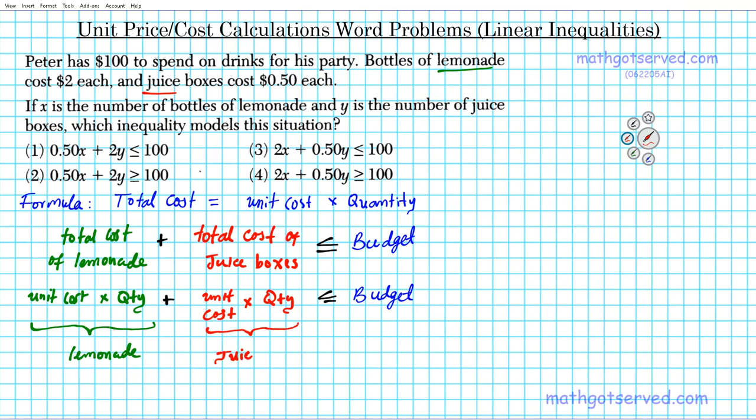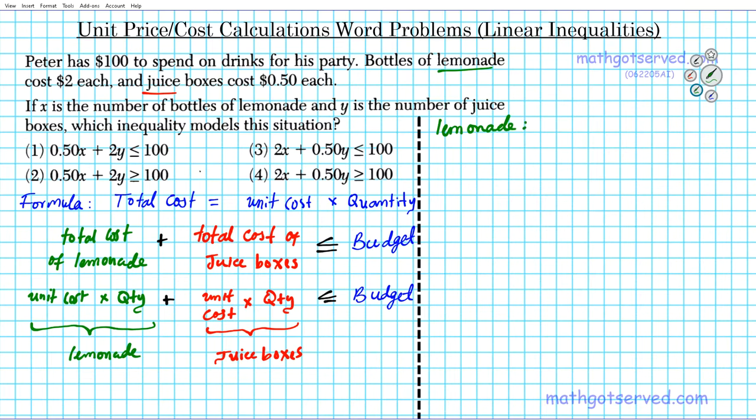So we're going to find out what the value of each component of this inequality is, and then we're going to plug it into the formula, and then we'll have our model. Let's do it one by one. Let's start with lemonade first. For lemonade, the unit cost is how much does each lemonade cost. If you take a look at the problem, it says lemonade costs $2 each, so the unit cost of lemonade is $2.